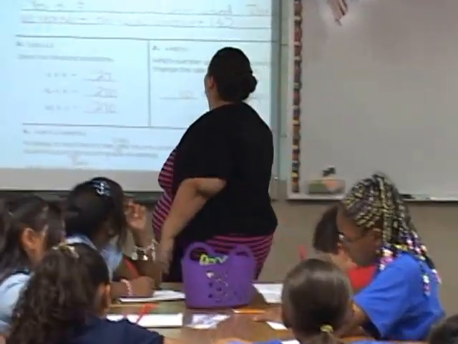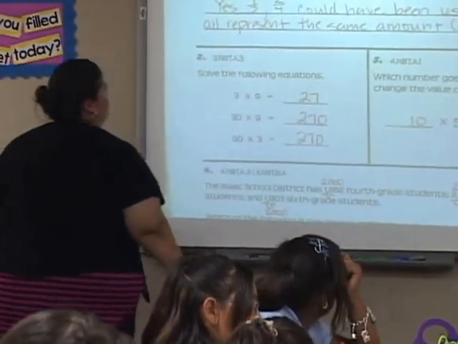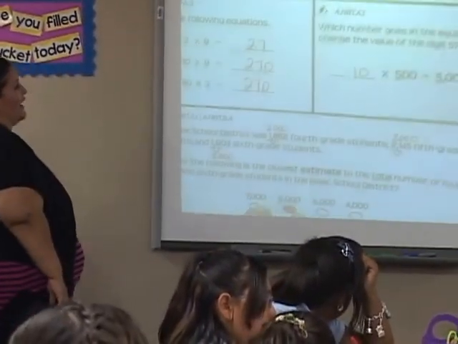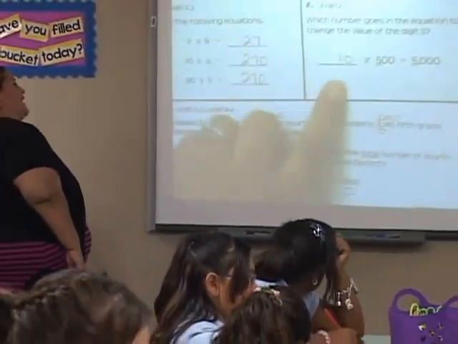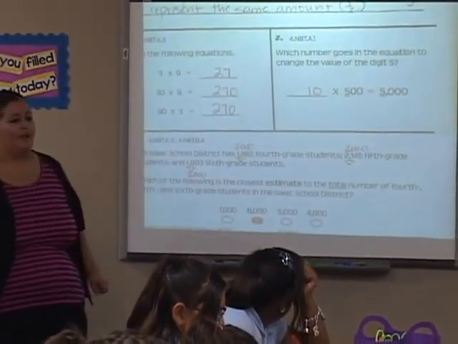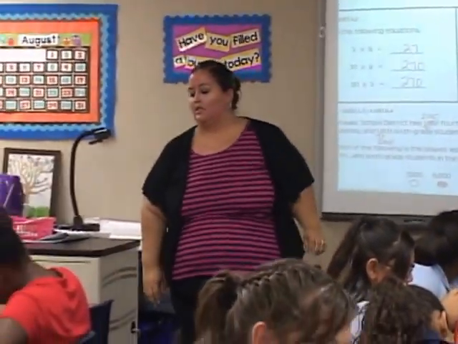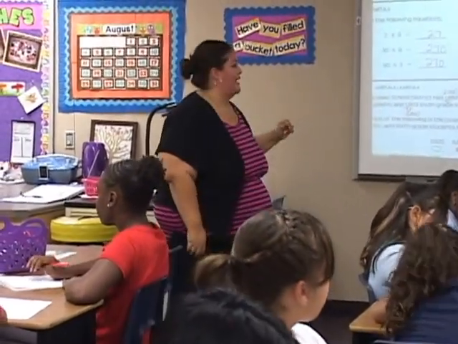Number 3, which number goes in the equation to change the value of the digit 5? The missing number is 10. Go ahead and put a C, cross out or correct. Yeah, that was just one step, right?